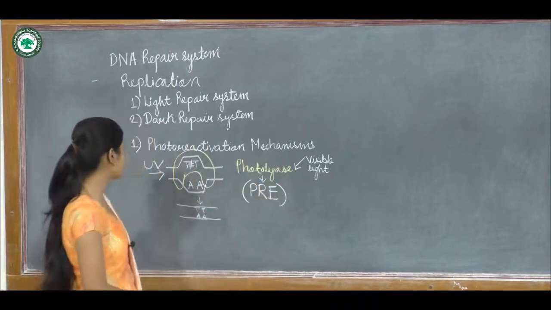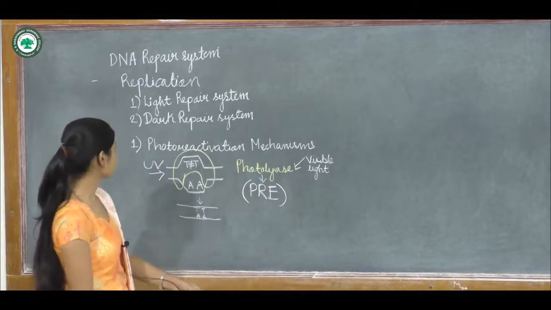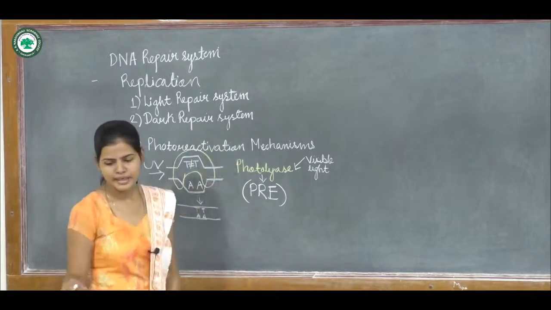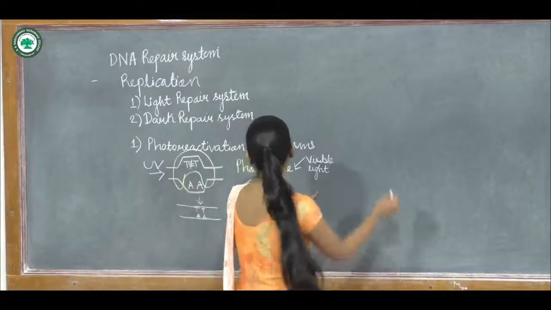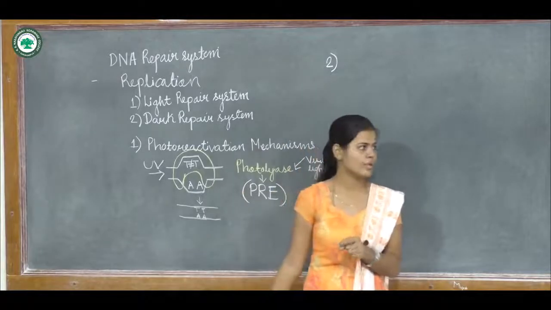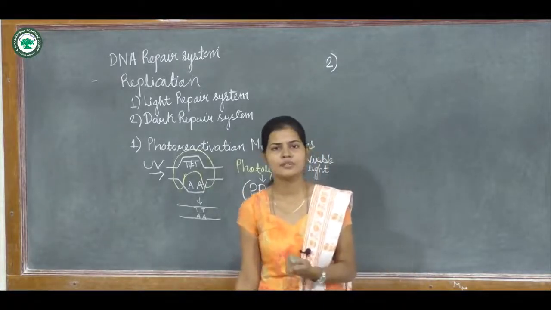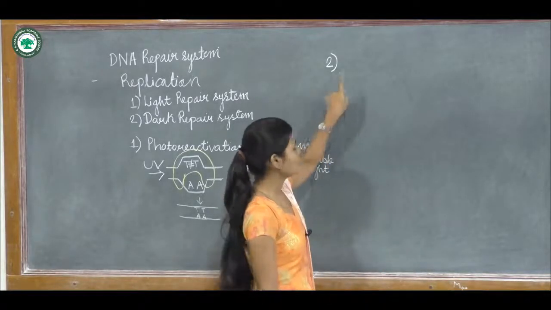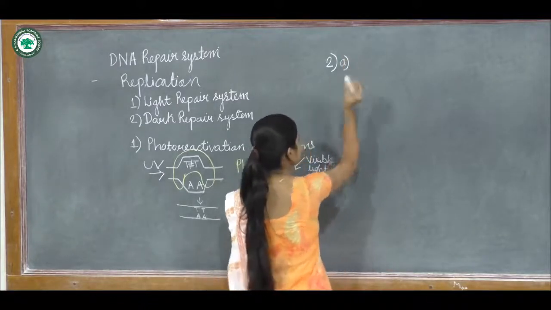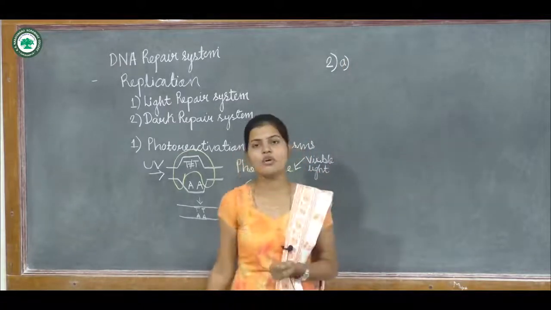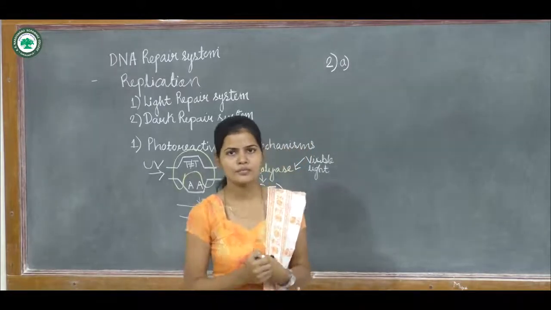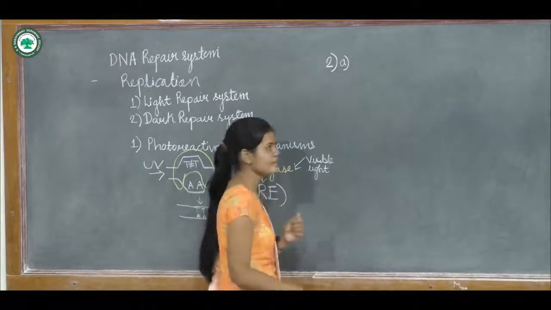Now next we will see the second, that is the dark repair system. In the dark repair system, there are different types of repair systems that will be occurring. There is involvement of different enzymes in the dark repair system. First is base excision repair.